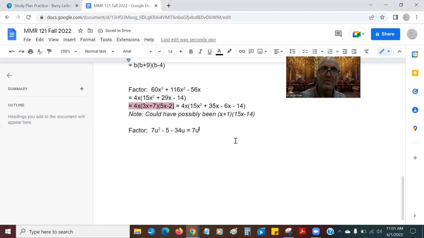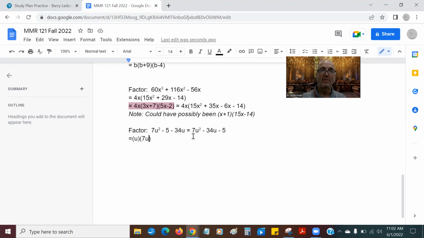So that is equal to 7u squared minus 34u minus 5. Now, since 7 is a prime number, the only possibilities are u and 7u. Those are the only actual possibilities here.